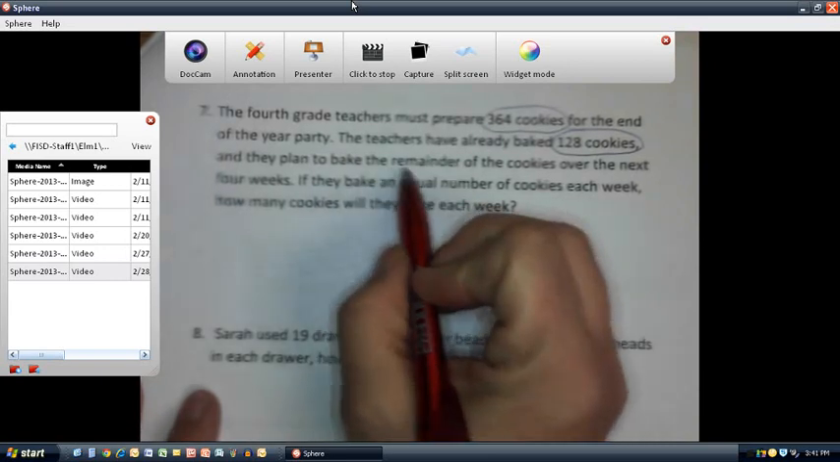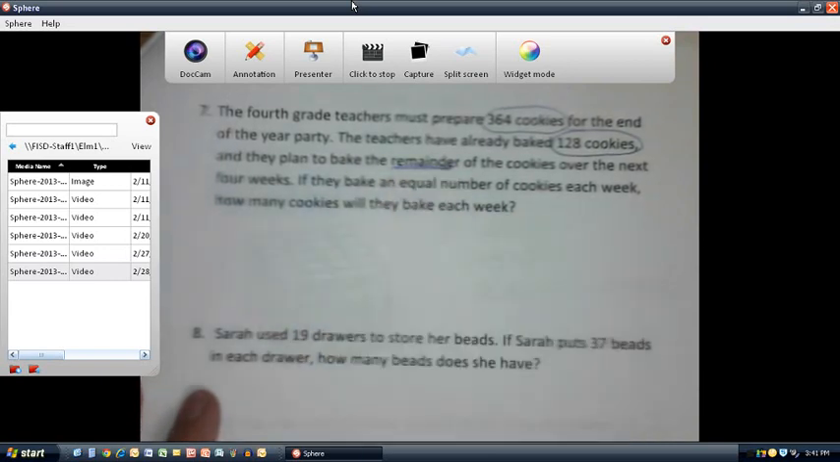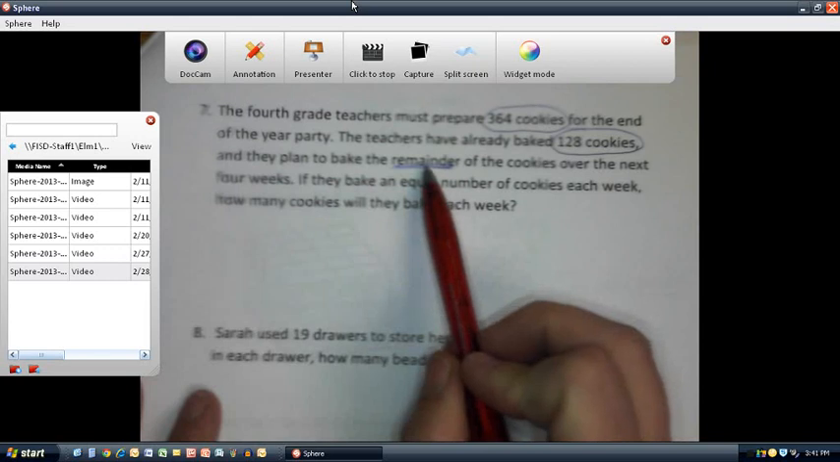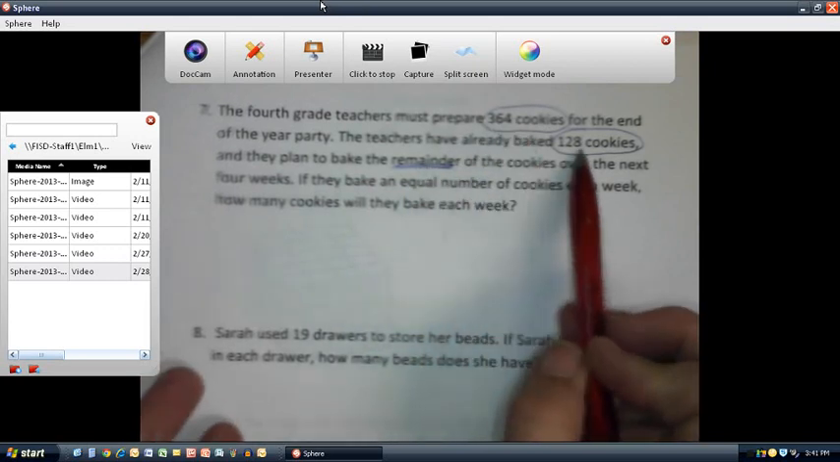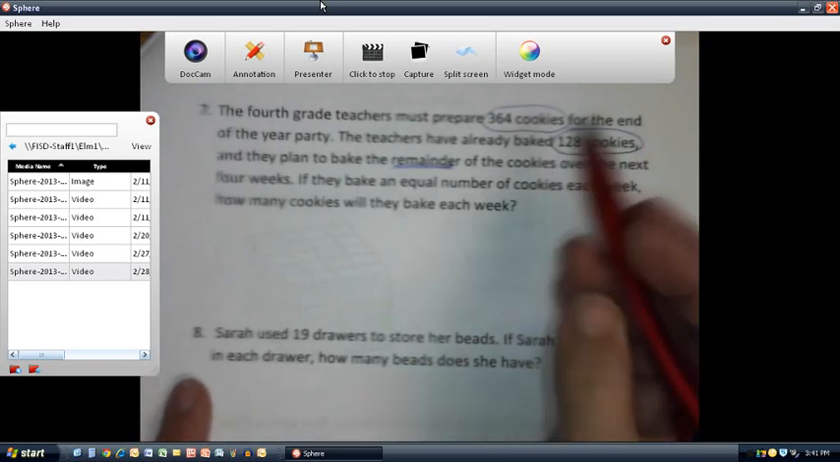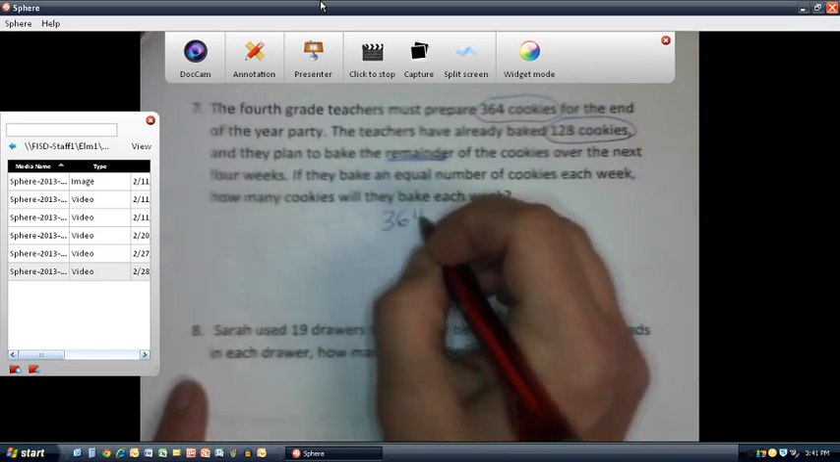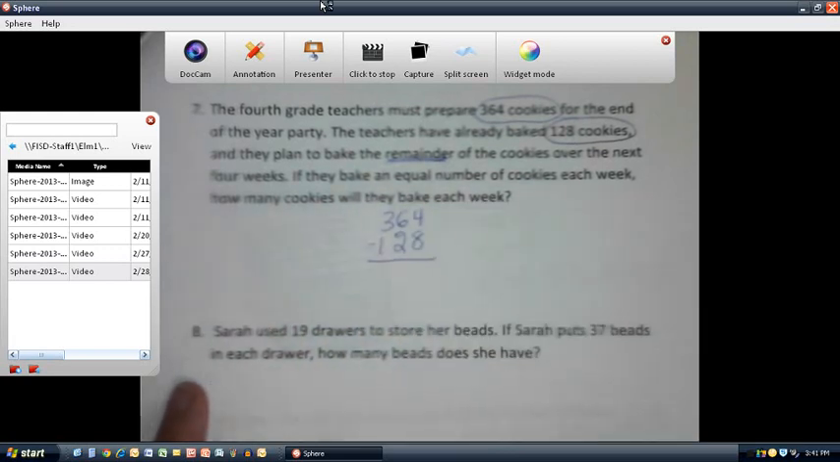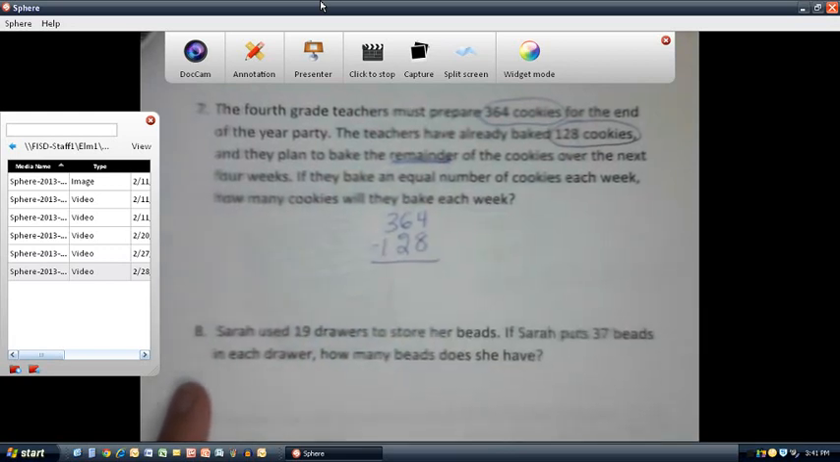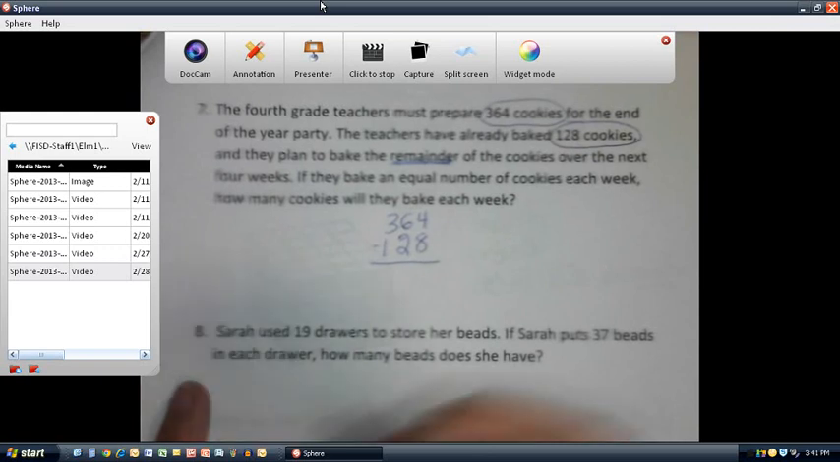This word gave some of us trouble. We were thinking remainder as in division, but in this case it actually means the remaining, the rest of the cookies after I take out the ones that we already baked. So the remainder is actually going to be the difference between these two numbers. You know, sometimes the same word can have different meaning depending on how it's used in a sentence.